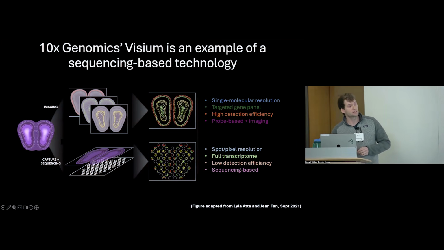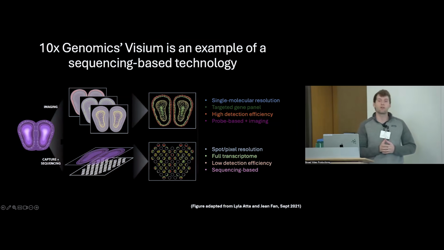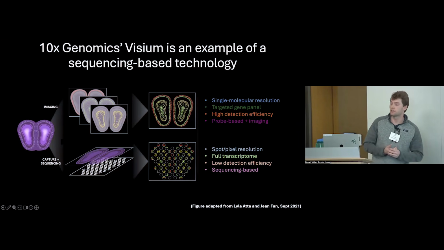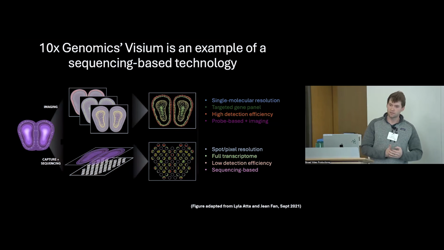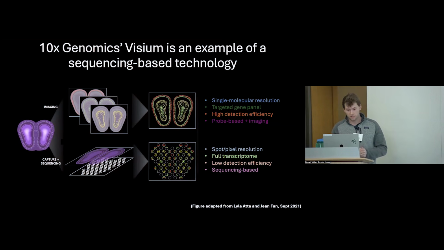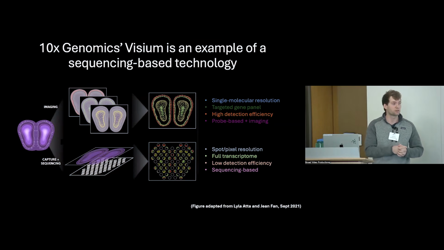What's cool about this technology is we can get the full transcriptome. So we're getting all 20,000-ish protein coding genes compared to our imaging-based technology, which is 5,000 to 6,000. However, this does suffer from a little lower detection efficiency. So we're not able to get as high detection efficiency compared to imaging-based technologies. And again, this is sequencing. So we're actually sequencing the mRNA molecules that are within this spot.